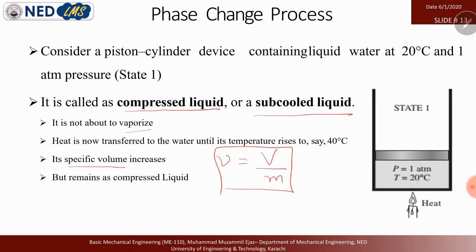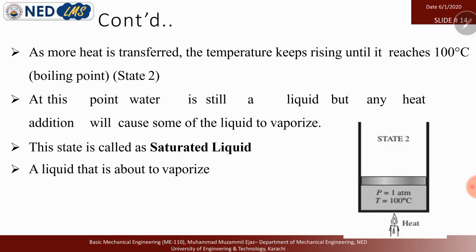So let's move on. As more heat is transferred, the temperature keeps rising until it reaches 100 degrees centigrade, which is the boiling state. At this point, water is still a liquid, but any heat addition will cause some of the liquid to vaporize. Definitely, when we boil the water to 100 degrees centigrade, it boils, and after that the temperature will not increase.